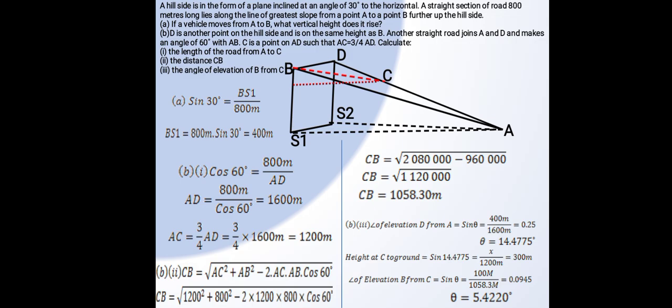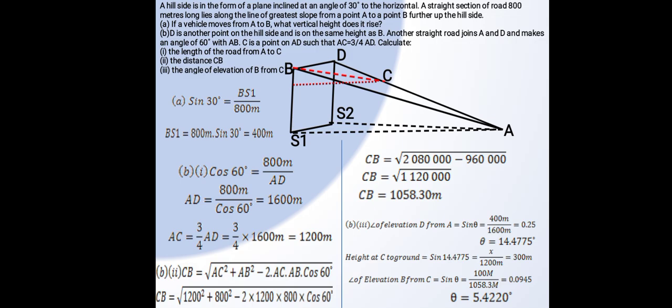Now we have been given an angle of 60 between AB and AD. That angle will help us to calculate the distance CB.